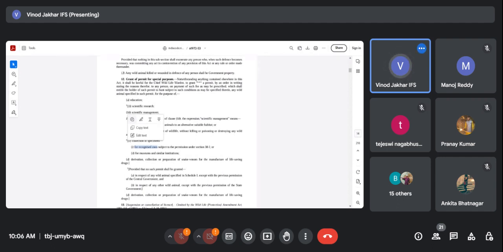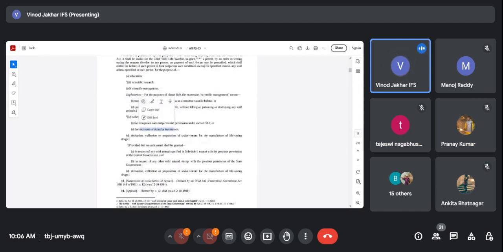Where should it be sent? To zoo. Under what provision? This one. And for museums and similar, for collection of specimens. If you want to collect a specimen for zoo, for museum, similar institution. And one more important provision is derivation, collection and preparation of snake venom for manufacturing of life-saving drugs.